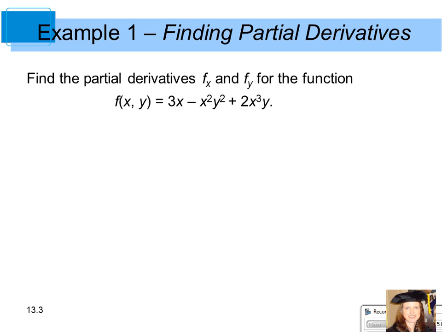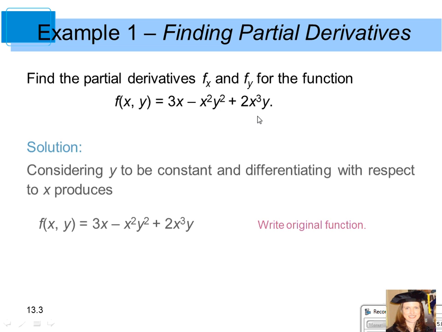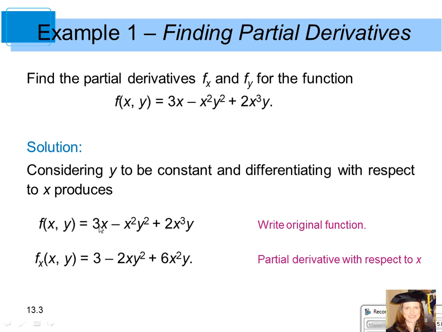In this example, we want to find the partial derivatives with respect to x and y for the function f of x, y equals 3x minus x squared y squared plus 2x cubed y. When we take the partial derivative with respect to x, we're going to treat x as a variable and y as a constant. So keep that in mind as you're working through solving these. Again, if we write the original function, we see that the partial derivative of 3x is 3, the derivative with respect to x. The derivative of the minus x squared y squared, the derivative of x squared is 2x, and y squared we treat as a constant, so that's part of our derivative. And the derivative of 2x to the third power times y is, using that power rule, 6x squared times y. We're treating y as a constant. So that's our partial derivative of the function with respect to x.